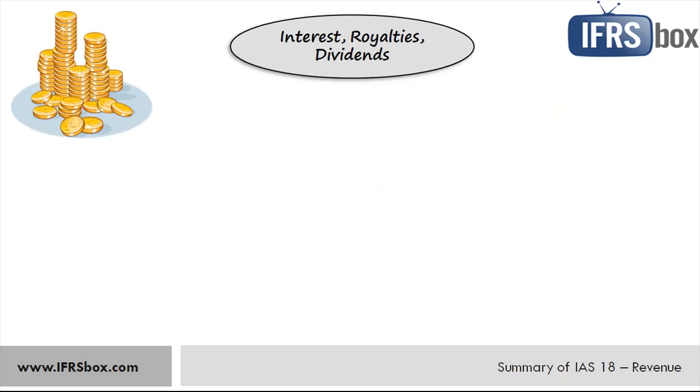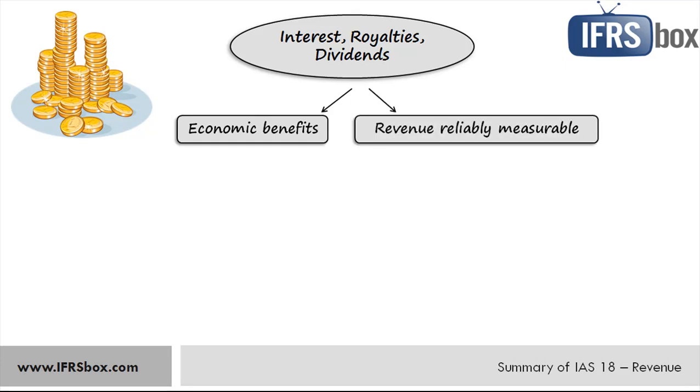The last category of revenue-generating scenarios covered by IAS 18 comes from utilization of entities' own assets by others and receiving interest, dividends, and royalties in return. There are two basic conditions for revenue recognition of these revenues. It is probable that economic benefits associated with the transaction will flow to the entity, and second, the amount of revenue can be measured reliably. These two conditions apply for all three types of such revenue.